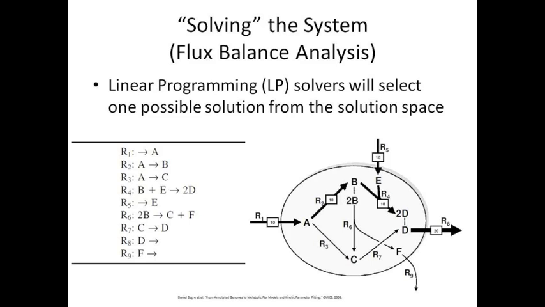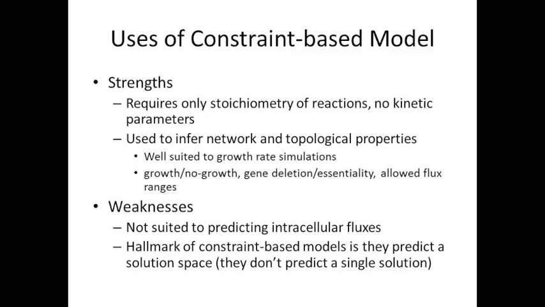They aren't well suited to predicting the intracellular fluxes because the hallmark of constraint-based models is that they predict the whole solution space. What this means is that many, many different combinations of flux could produce the same result. To call it a weakness is kind of unfair. I find it frustrating sometimes when I try to predict intracellular fluxes and I can't. But it is useful because it correlates to the idea of silent phenotypes, and that an organism can achieve the same phenotype in multiple different ways. That's modeled by the fact that there's a solution space, a range of fluxes that can achieve the same result.